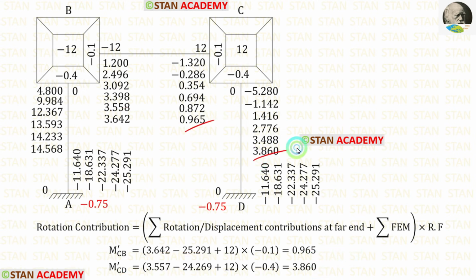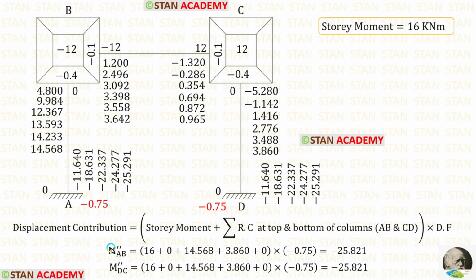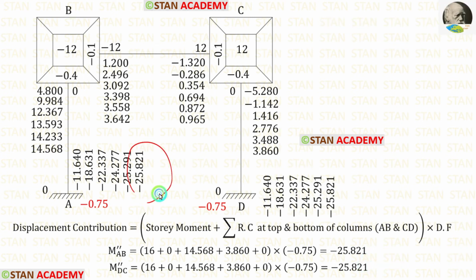Let us enter them. Now let us find the displacement contributions. For that, with the story movement, we have to add these two values and then multiply with the displacement factors. Finally, we are getting m double dash AB and m double dash DC. Let us enter them. We have finished the sixth iteration.